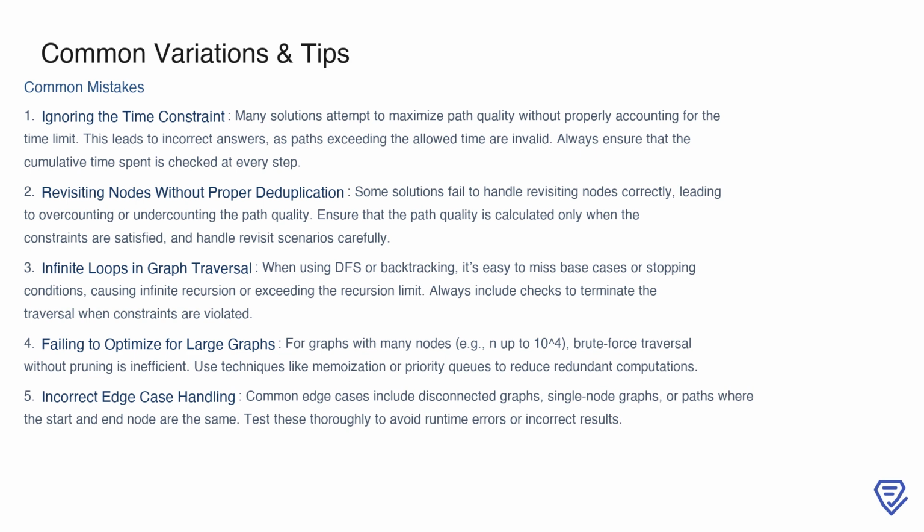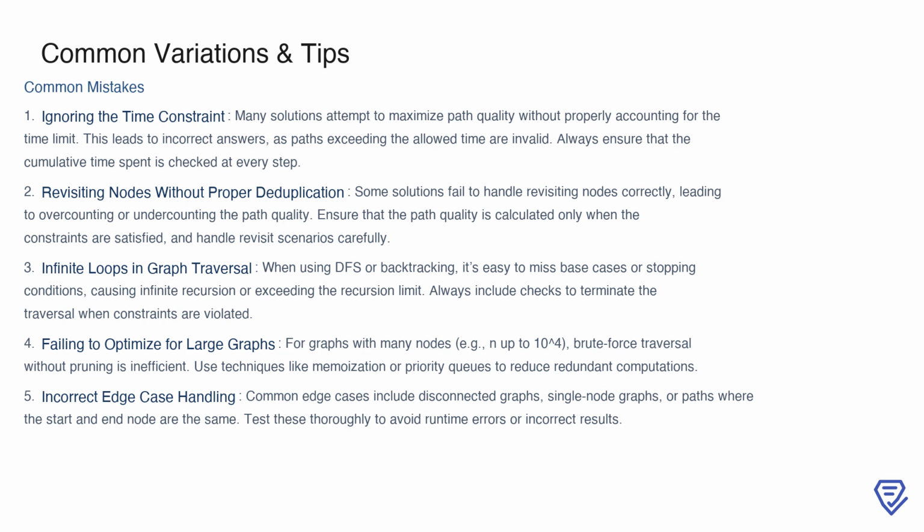Next, revisiting nodes without proper deduplication can also cause problems. If you aren't careful, you might accidentally overcount or undercount the path quality when nodes are revisited. Make sure you handle these revisit scenarios properly and calculate path quality only when the constraints are satisfied.